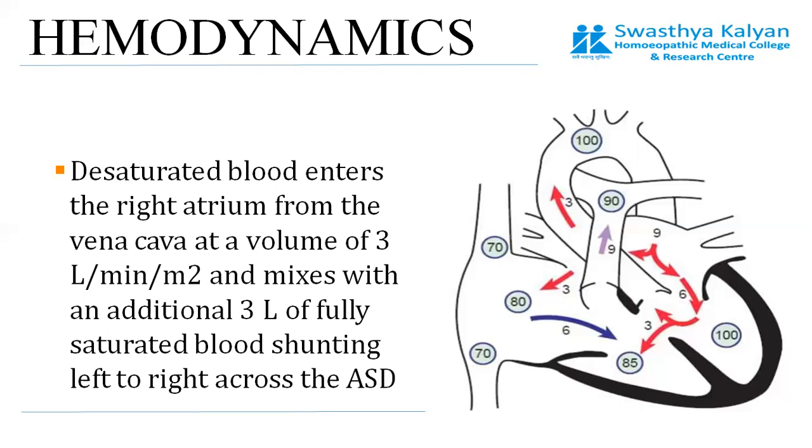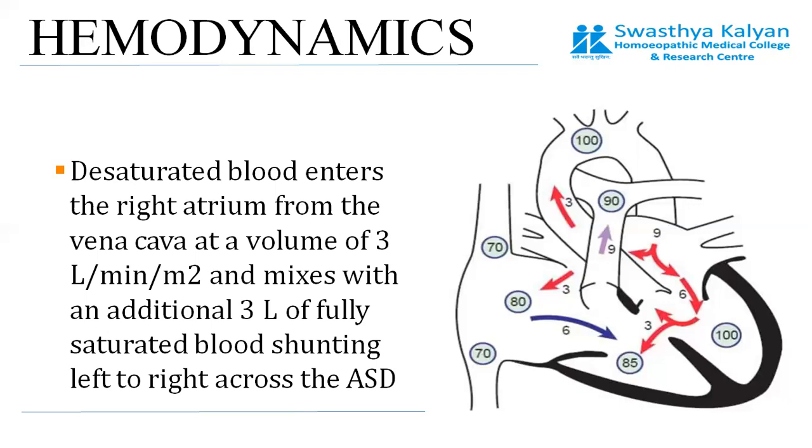Now to understand the hemodynamics of what happens if this opening is still intact. So we see desaturated blood enters the right atrium from the vena cava. Approximately 3 liters of blood per minute enters into the right atrium from the vena cava and mixes with an additional 3 liters of fully saturated blood shunting from the left to right side.